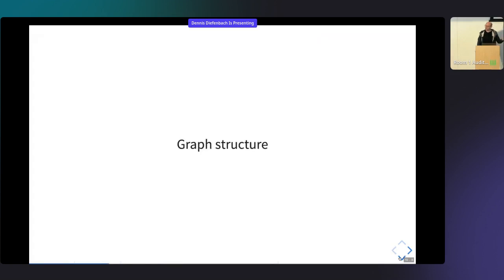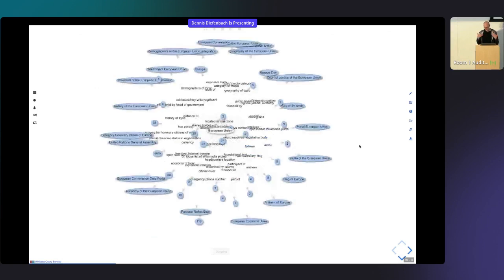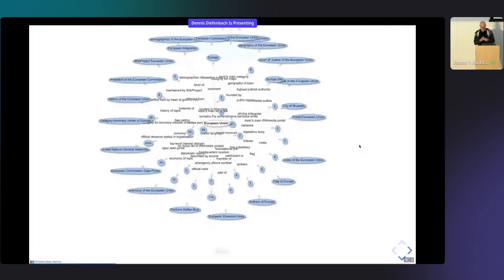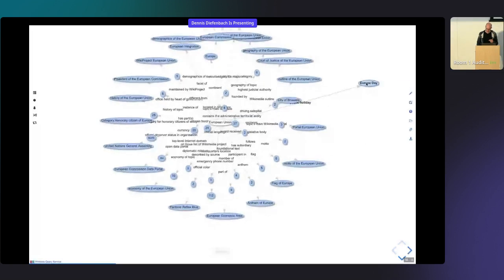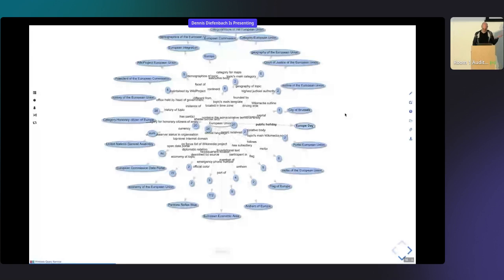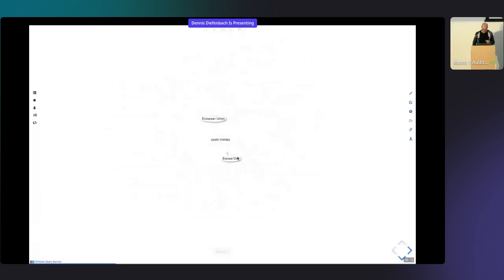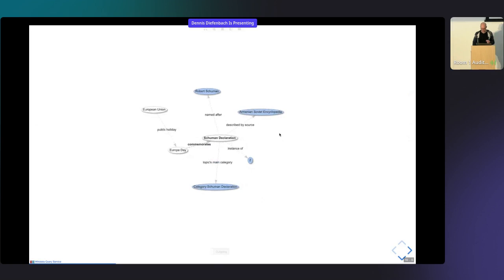Another argument, which is very important for this conference, is that it has a graph structure. So this here is the European Union in the EU Knowledge Graph. And for example, we have this edge that the public holiday is Europe Day. Not sure if you knew. We could go to this edge and explore it more. It commemorates the Schuman Declaration. We have information about the Schuman Declaration. So it has a typical graph structure.